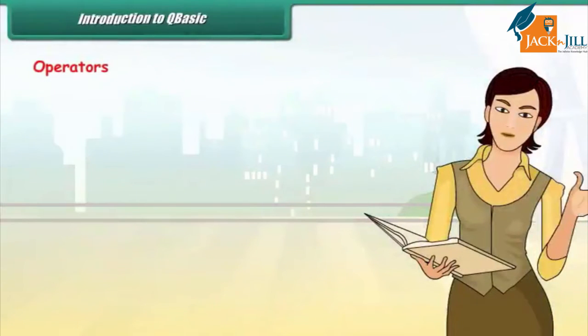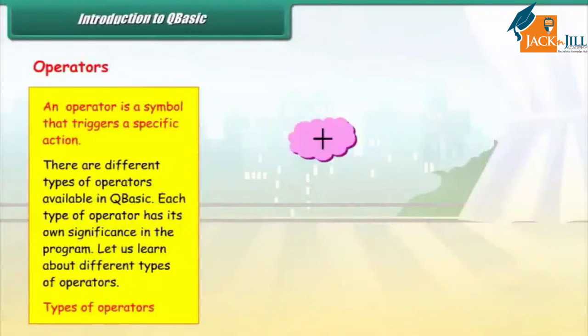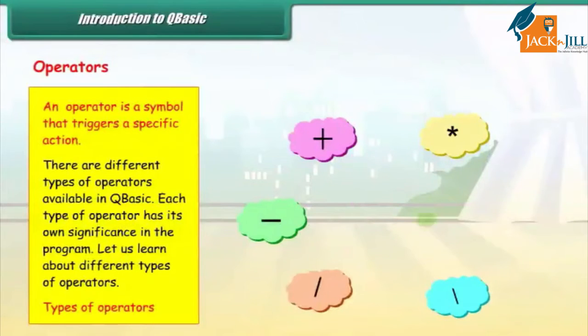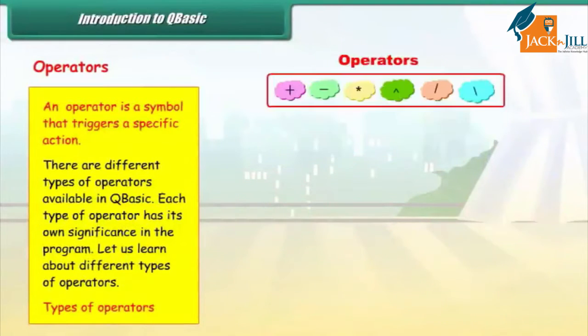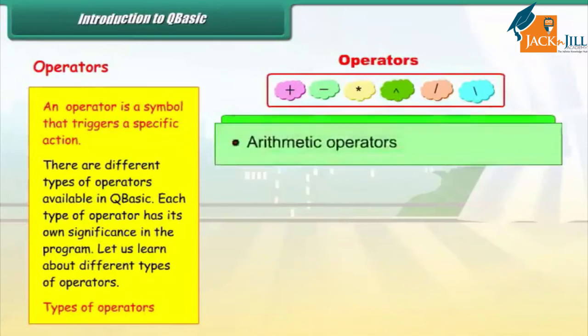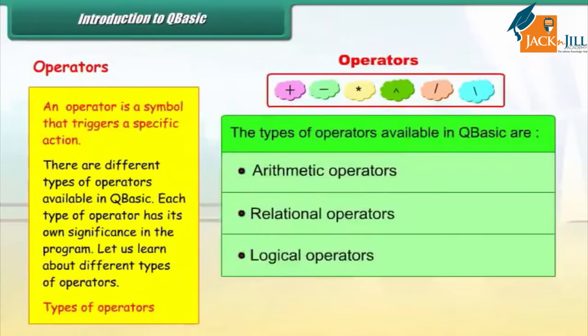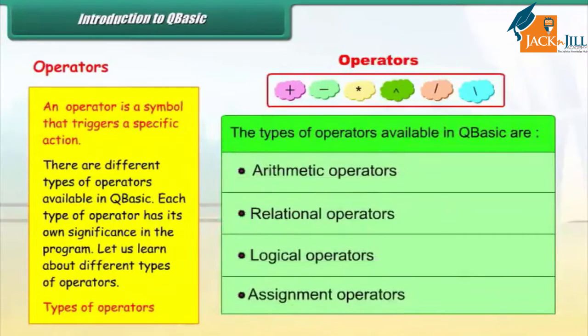An operator is a symbol that triggers a specific action. There are different types of operators available in Qbasic. Each type of operator has its own significance in the program. Let us learn about different types of operators. Types of operators.